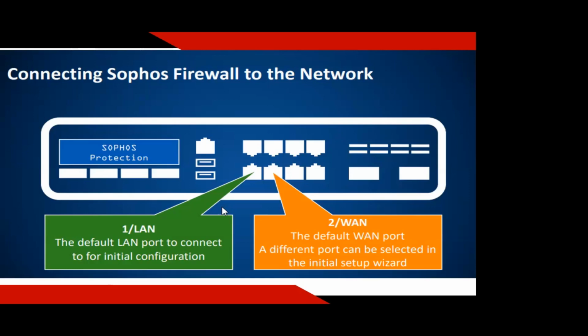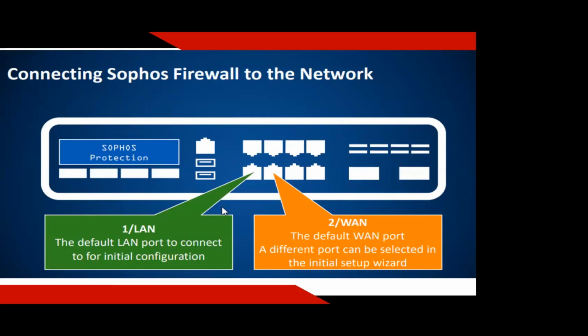The first port is always your LAN port, where you connect your laptop or PC to configure the Sophos firewall. The default LAN port is used for the initial configuration, and you can change it later. You can make the first port a LAN port and the second port a WAN port. But by default, when you deploy the firewall for the very first time, the first port is LAN and the second is WAN. The second port would be the default WAN port. That is where you have to connect your internet connection.